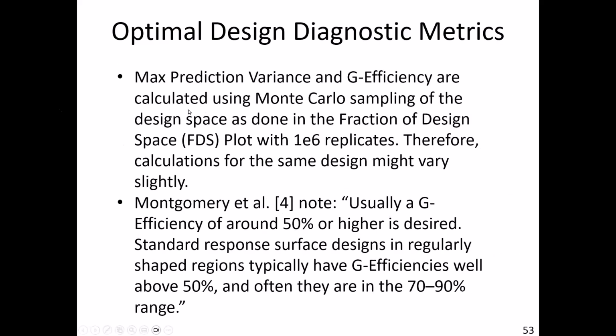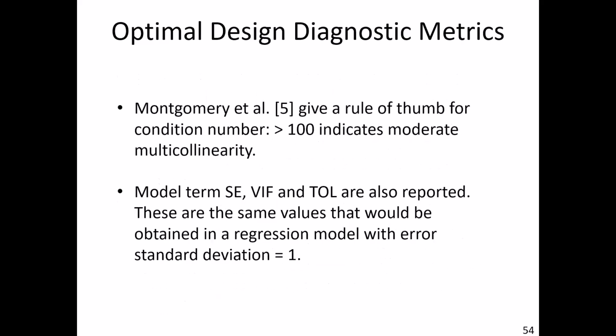We do have a rule of thumb. Maximum prediction variance and G efficiency are calculated using Monte Carlo sampling with 1 million replicates. So you might get some slight difference for the same design. And Montgomery gives a rule of thumb that a G efficiency of around 50% or higher is desired, and standard response surface designs in regularly shaped regions typically have G efficiencies well above 50% and often in the 70 to 90% range. So this one is kind of like R-square. The G efficiency then becomes a very useful measure to use.